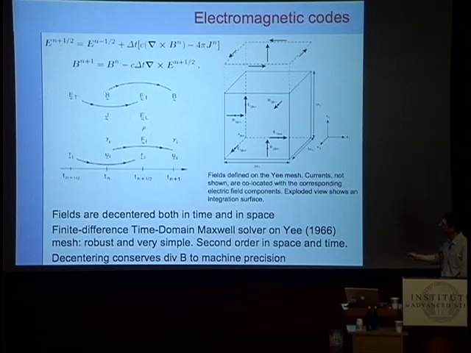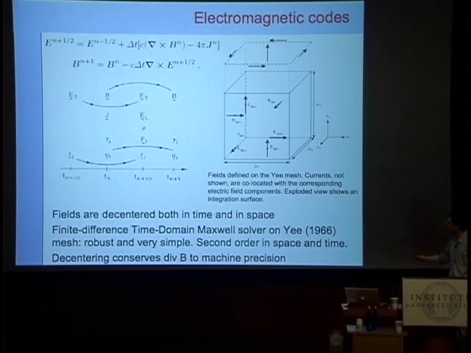So when you know the magnetic field, you can compute its spatial derivatives very easily. And then the electric field will jump over the curl of the magnetic field. And then when you need to compute the evolution of B, the curl of the electric field is ready to be computed in space as well. And then B can jump over the electric field. So it's centered well in time that way.